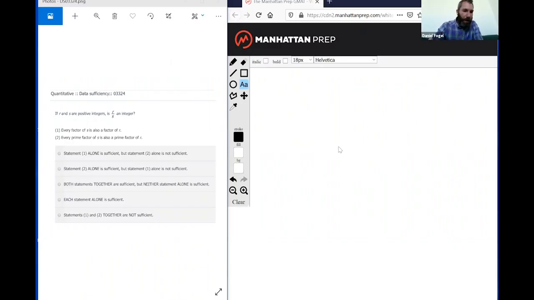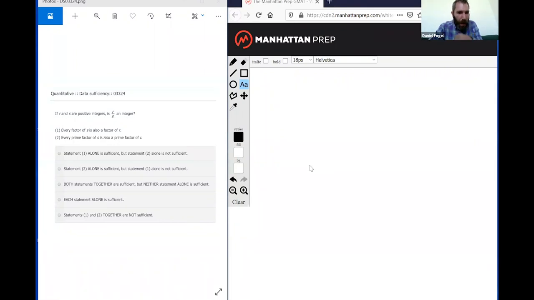Okay, so let's see. Data sufficiency. If R and S are positive integers, is R over S an integer? Okay, let me just think about what that means for a second. Is R over S an integer? So is S a factor of R? I can just rephrase that. Is S a factor of R? That's my question. They're positive integers.